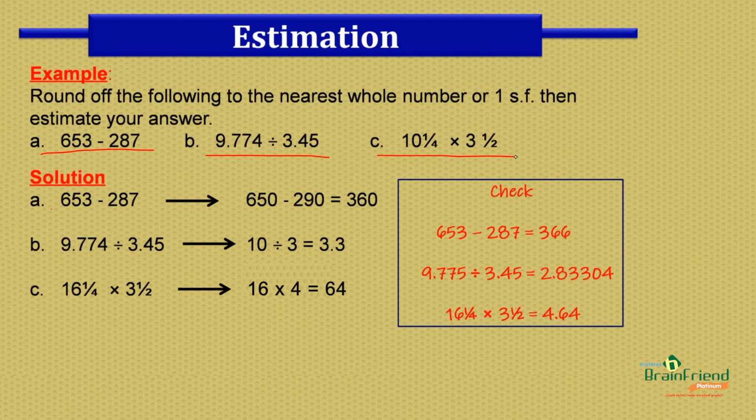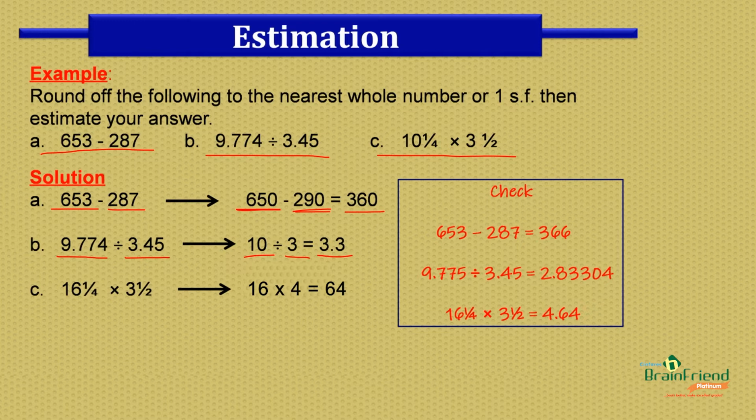significant figure. 653 can be rounded to 650. 287 can be rounded up to 290. Now, when we subtract 290 from 650, we have 360. Also, 9.774 can be rounded to 10. Here, we are considering the first significant figure. And 3.45, to one significant figure, is 3. So, 10 divided by 3 gives us 3.3.